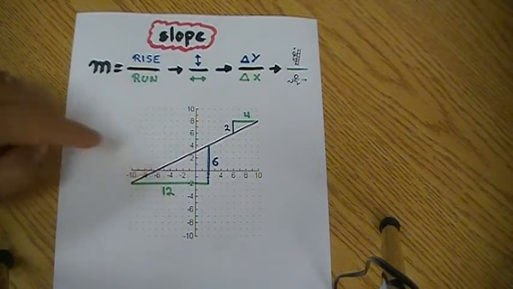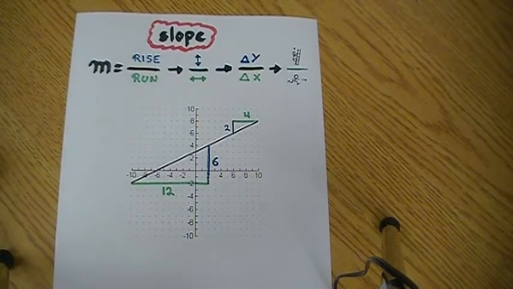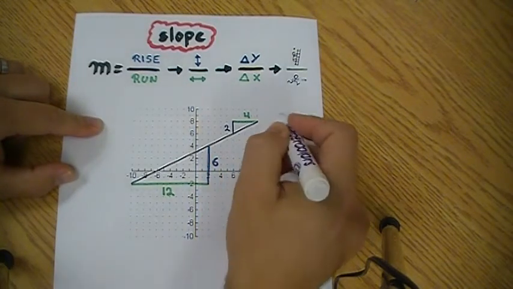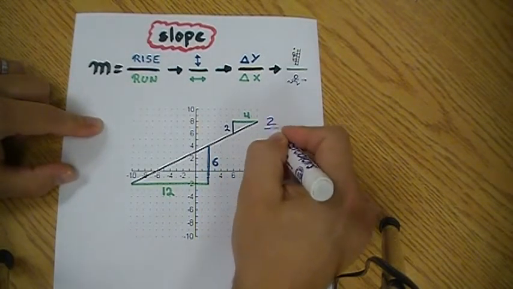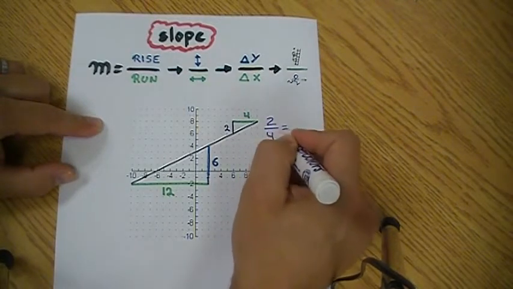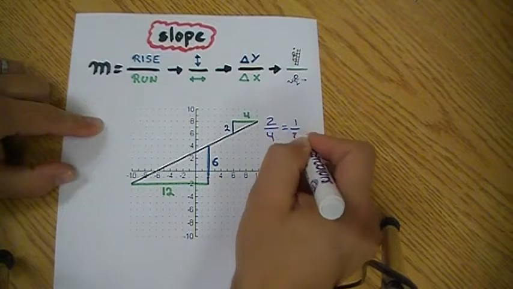So for this line right here, what is the slope? If we look here, rise over run is 2 over 4. We can simplify that, dividing both by 2, and that's 1 over 2.